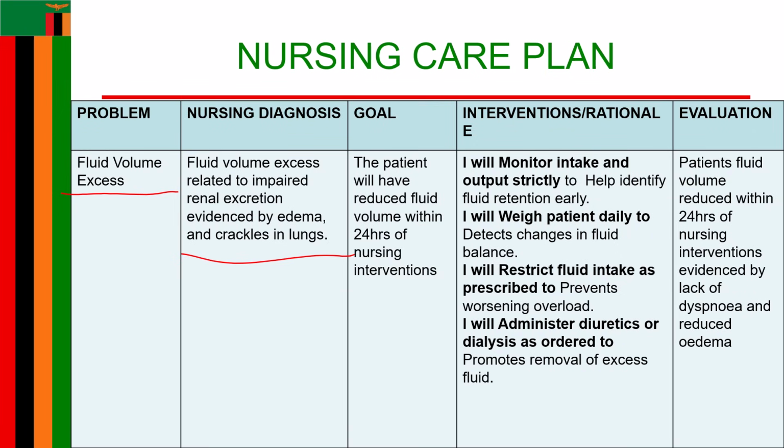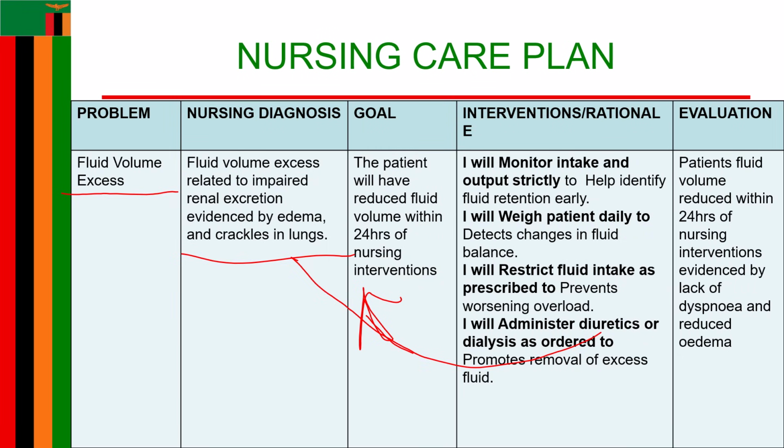And on evaluation, you can say the patient's fluid volume was reduced within 24 hours of nursing intervention, evidenced by lack of dyspnea and reduced edema. When you are writing evaluation, you are evaluating your goal, meaning that the language on evaluation and goal should be the same, because that is what you are evaluating. And your evaluation should always have evidence as to whether your problem was sorted or not sorted. So when it comes to problems, that is what we can identify.